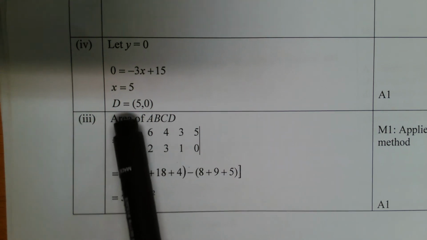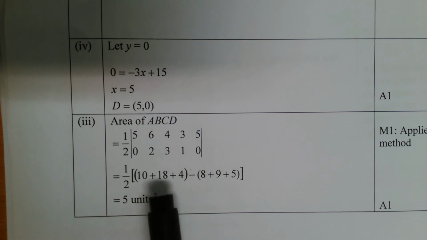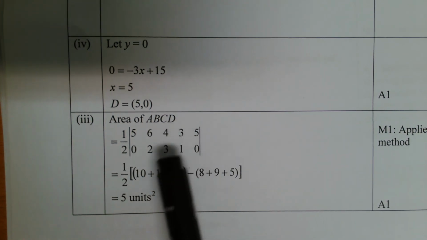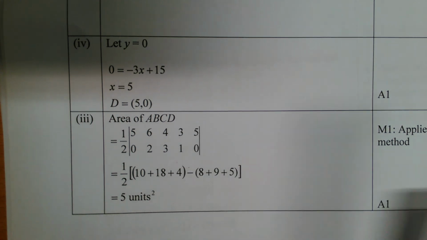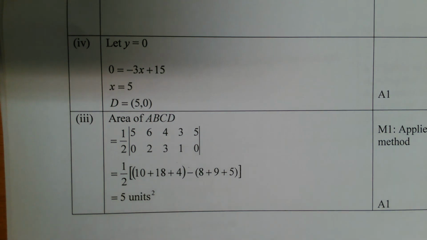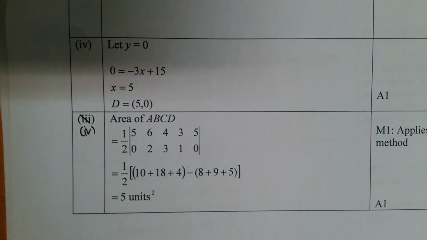Simple application of the shoelace method: 5 times 2, 6 times 3, 4 times 1, 3 times 0. You get this. The other way, 6 times 0, 4 times 2 is 8, 3 times 3 is 9, 5 times 1 is 5. Then you just plug everything into the calculator. You notice that the area of ABCD is 5 units squared. And I made a slight error there. This is part 4, and you are done for question 7.